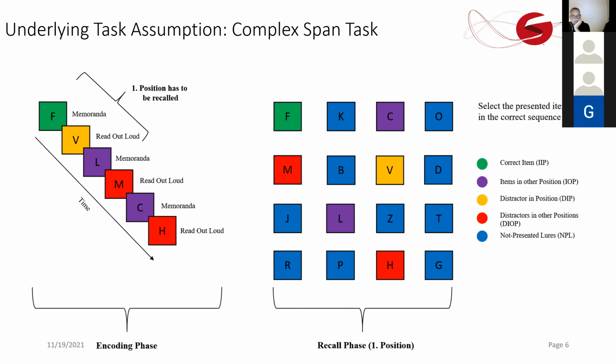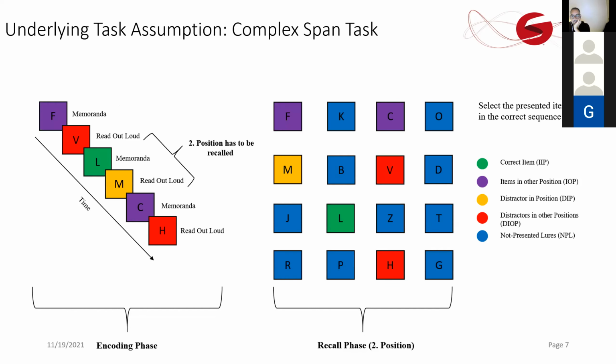So if the second position now has to be recalled, then the corresponding categories will change for each item, as you can see here. This is the first item and this is the second one. Now L is the correct item, F is an item in other position. The distractor of F, V, is now a distractor in other positions, whereas M is now the distractor in position for position 2. So this goes on and on.